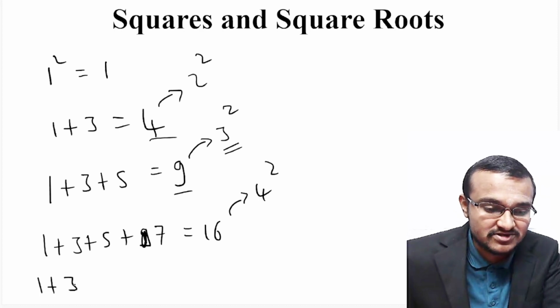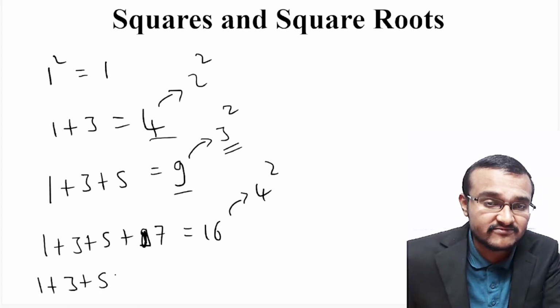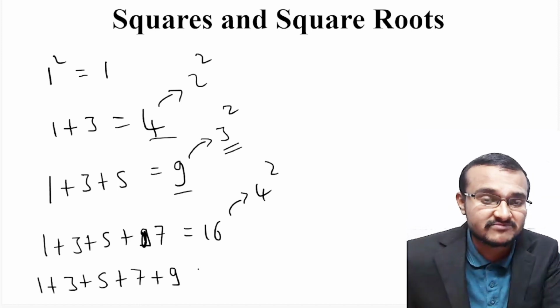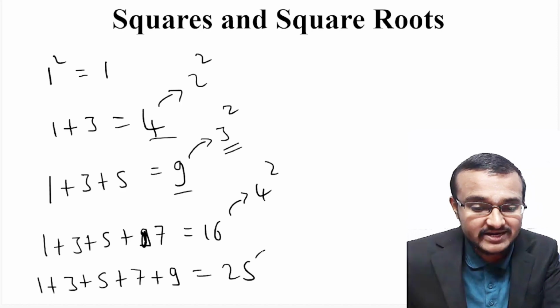Similarly, if you add the next consecutive odd number starting from 1, it will be up to 9. So 1 plus 3 plus 5 plus 7 plus 9 is equal to 25.